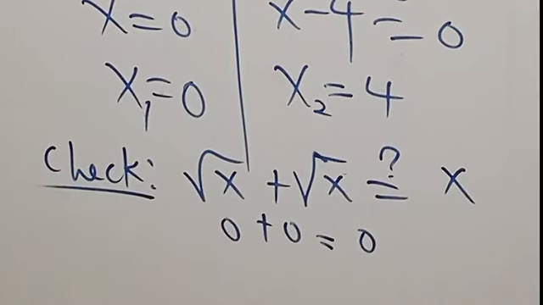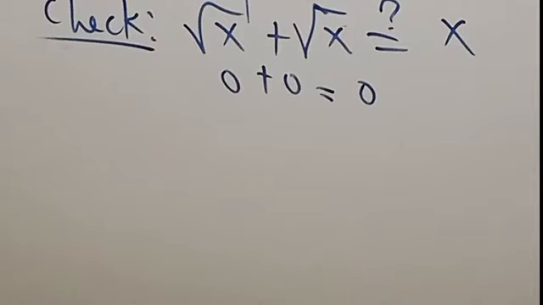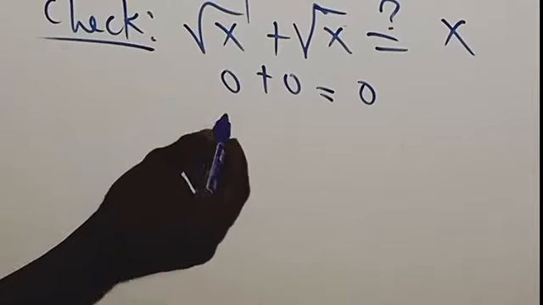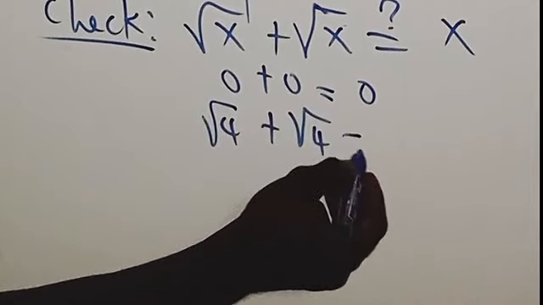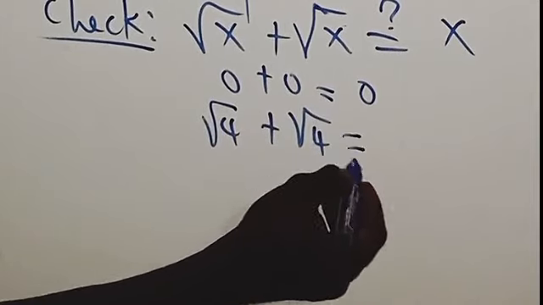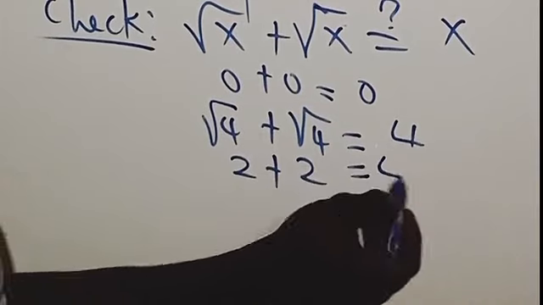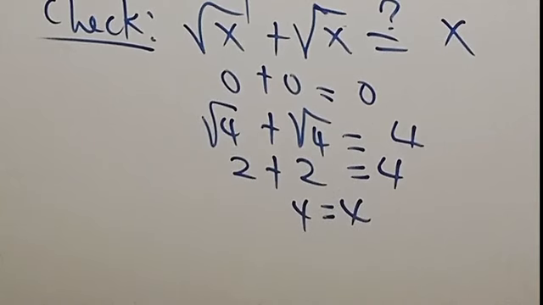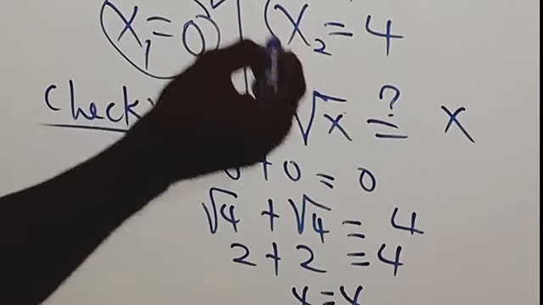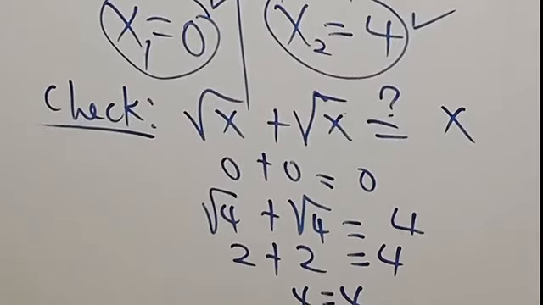If x is 4, we can see that root 4 plus root 4 equals 4. So root 4 is 2 plus root 4 is 2 equals 4. 2 plus 2, we have 4 equals 4, right? Which tells us that we have x equals this confirmed, this confirmed.